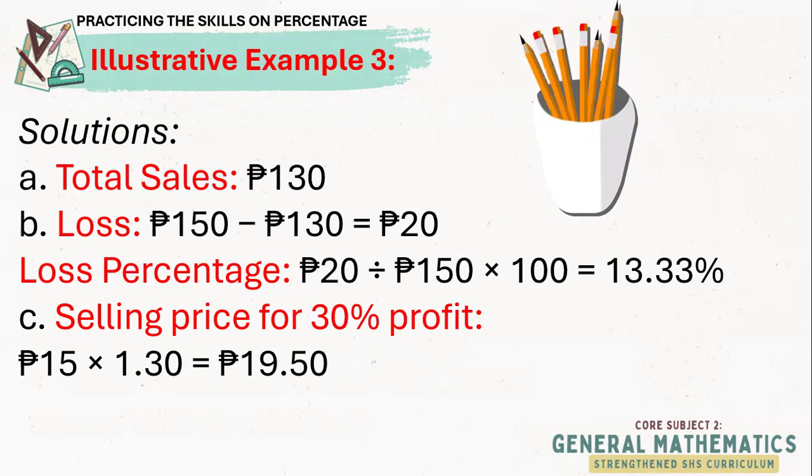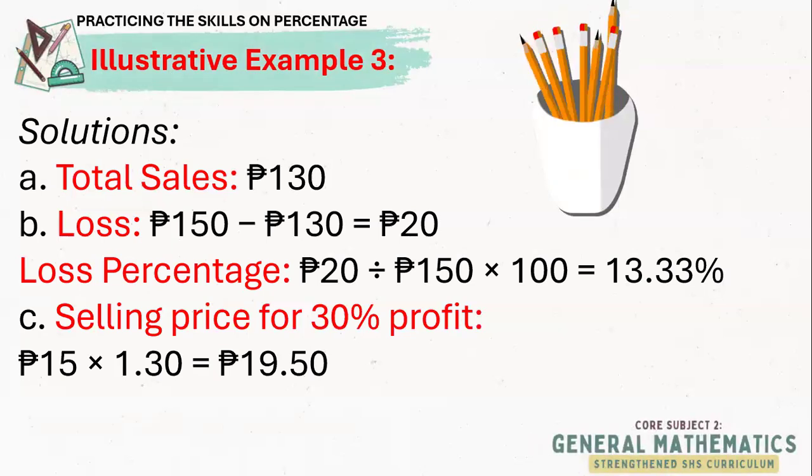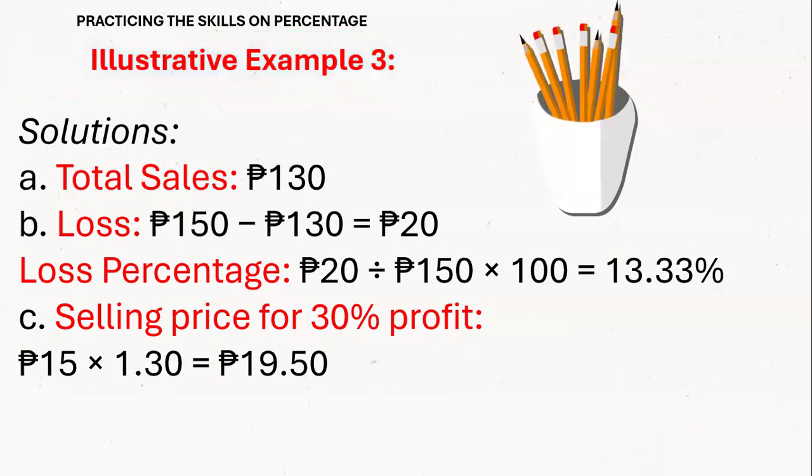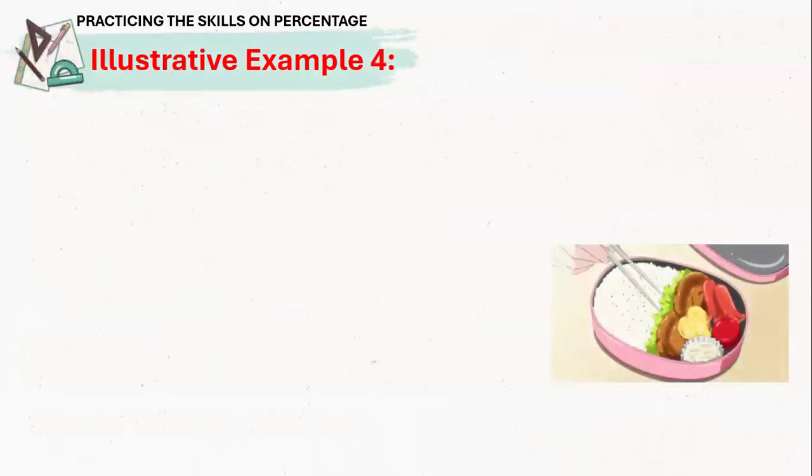So even small price drops can lead to loss. A solid pricing strategy ensures business sustainability and customer retention, such as selling it for 19 pesos and 50 centavos. So you don't have any reason to lose money, because you're not just giving away everything. So when you do business, make sure that you will have a profit. Now let's have the fourth example.